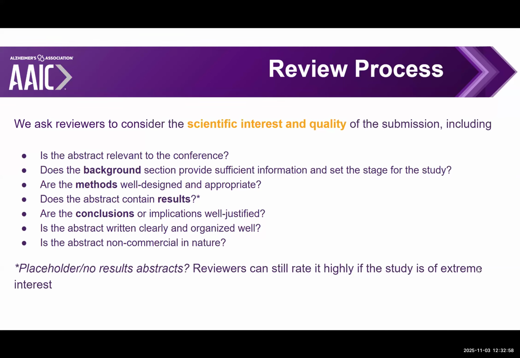In the review process, we ask reviewers to consider both the scientific interest and quality of every submission. This includes: is the abstract relevant to the conference? Does the background section provide sufficient information and set the stage of the study? Are the methods well designed and appropriate? Does the abstract contain results? Note that reviewers can still rate an abstract highly if it is of interest, even if it does not have any results. Are the conclusions or implications well justified? Is the abstract written clearly and organized well? And is the abstract non-commercial in nature?